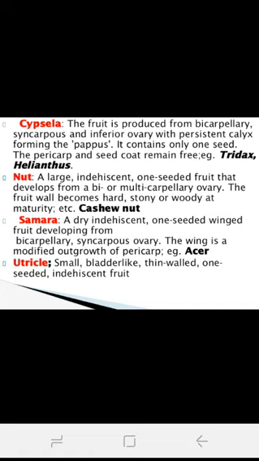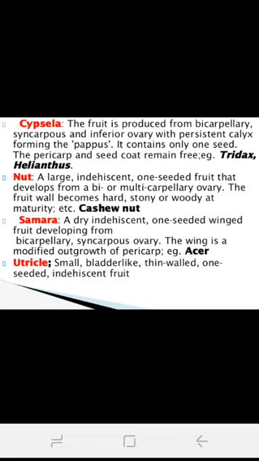Then Cypsela, another important type, developed from a bicarpellary syncarpous inferior ovary. Here you can see a persistent hair, that is pappus hair. It contains only one seed. Pericarp and seed coat remain free. Example is Tridax and some other members of Asteraceae.